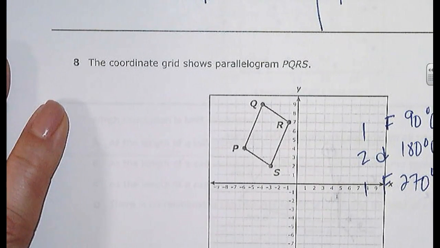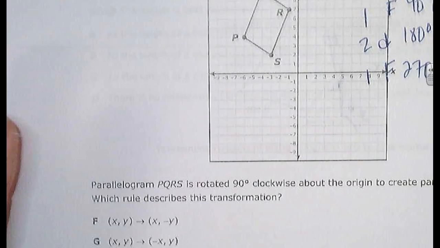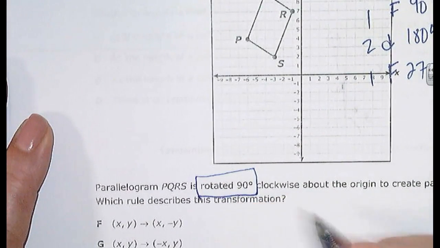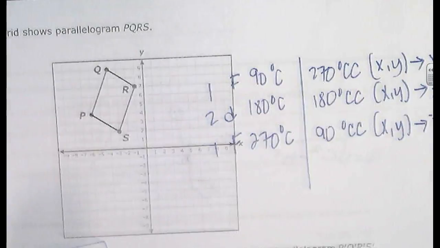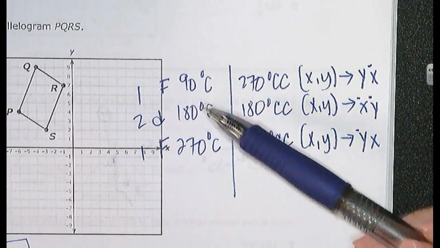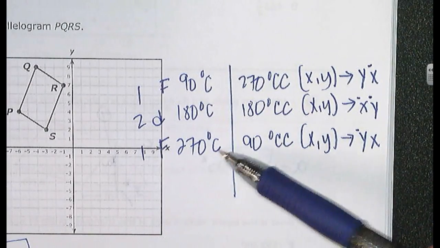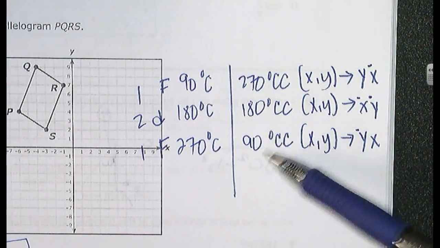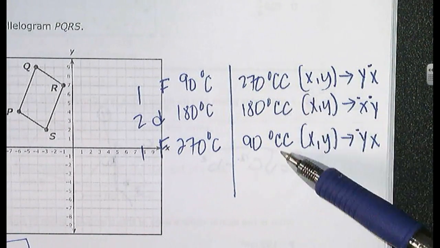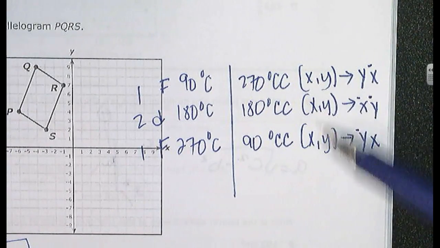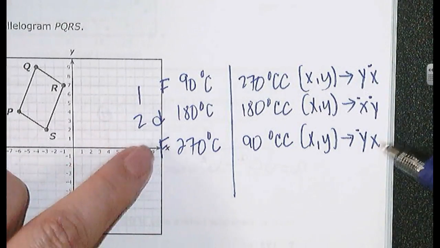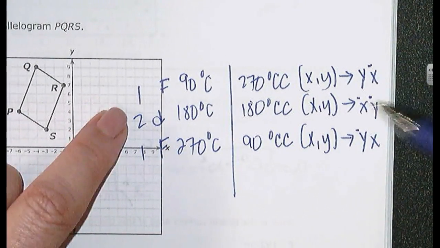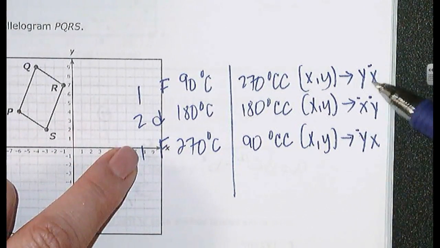Question 8 says there's a parallelogram, and then it says rotate 90 degrees. And it says clockwise, not counterclockwise. Now, you have to have that little handy-dandy pattern memorized, and I wrote it down. You've got 90 clock, 180 clock, 270 clock. And then the reverse of that is 90, 180, 270, but these are counterclock. You start with x comma y. You have your yields, and this is flip, don't flip. 1 negative, 2 negatives, 1 negative, and it starts with x first.